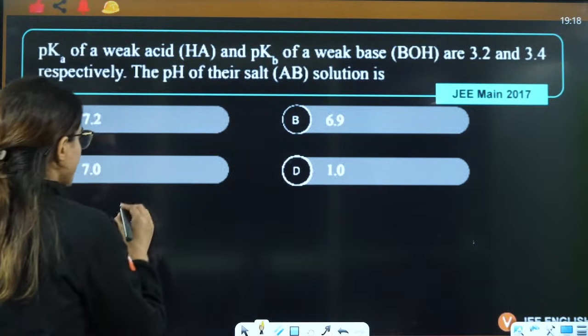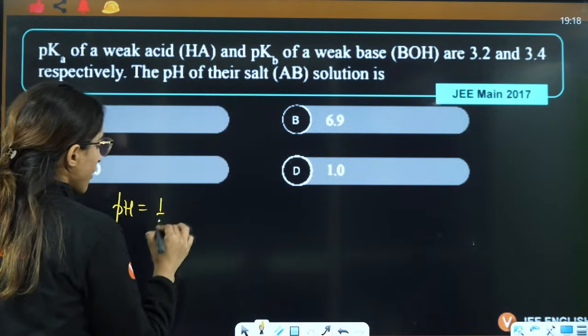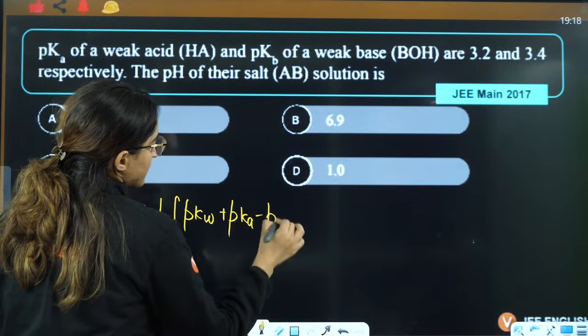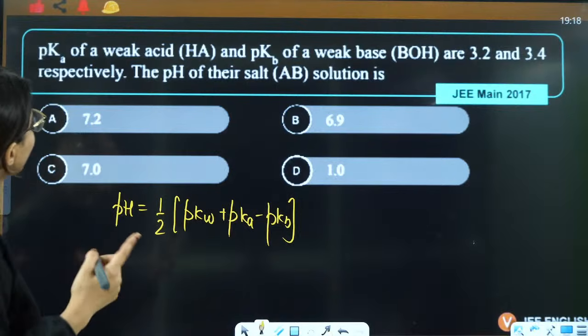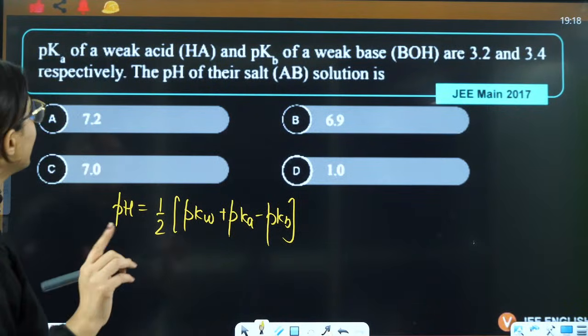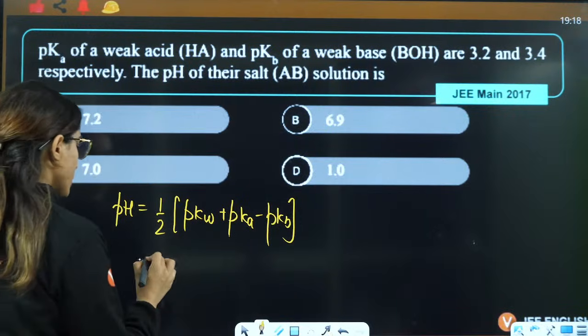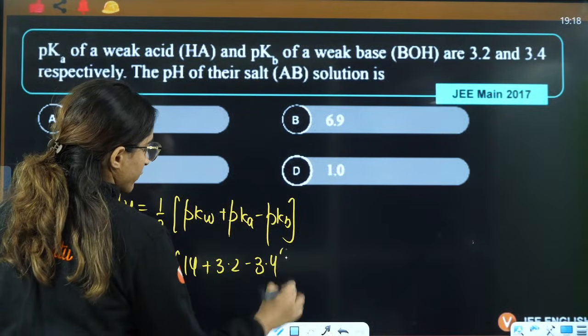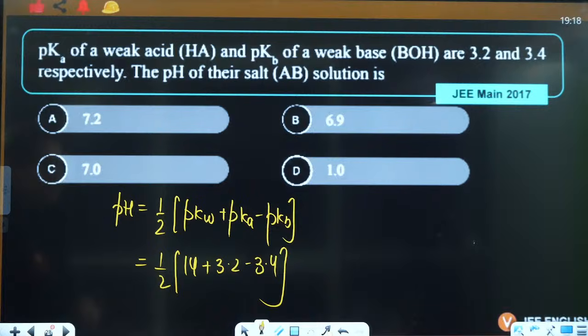They are asking you the pH. So pH is equal to half of pKw plus pKa minus pKb, right? So pK value is given to you, that is pKa is 3.2, pKb is 3.4. So it is half of 14 plus 3.2 minus 3.4. Solve it and you will get your answer here. This will become 14.4. So pH is 14.4, 7.2. 7.2 will be the pH.